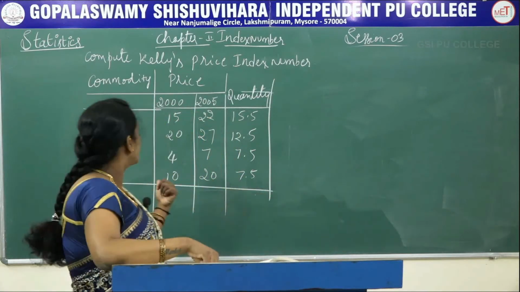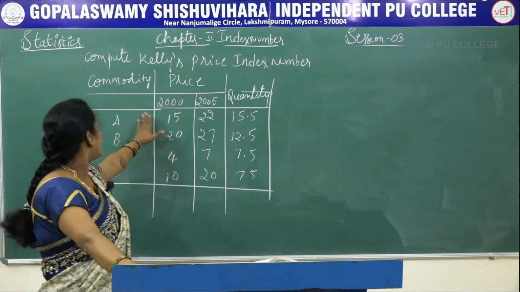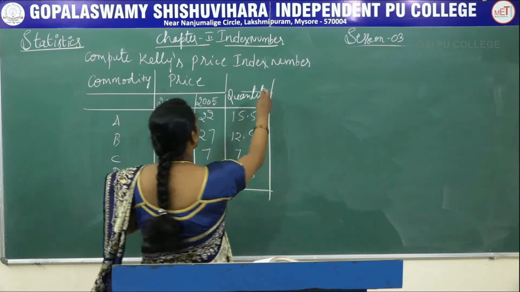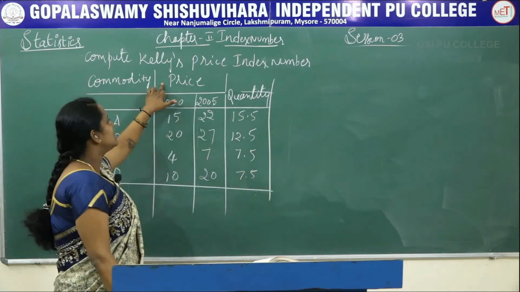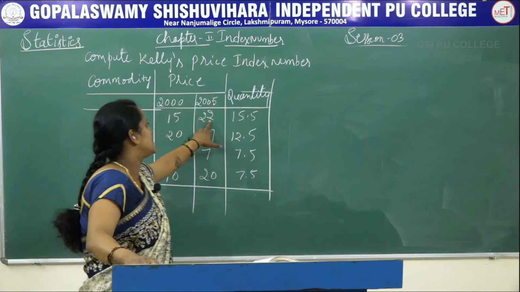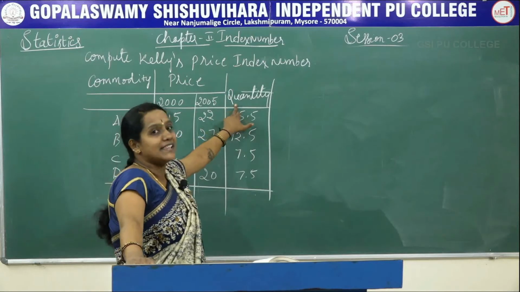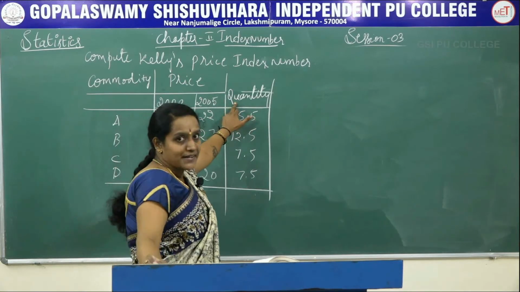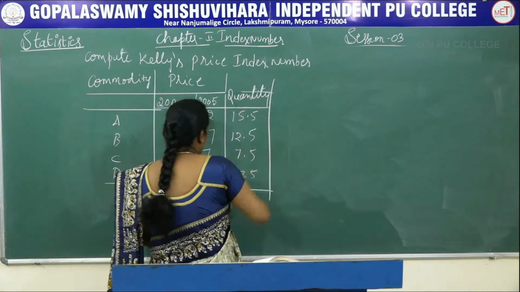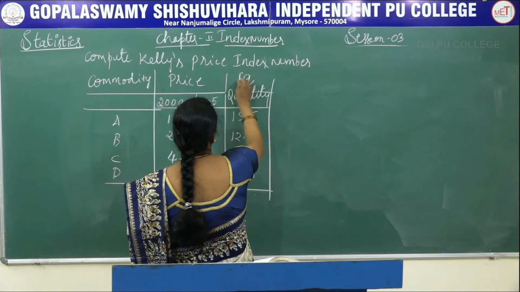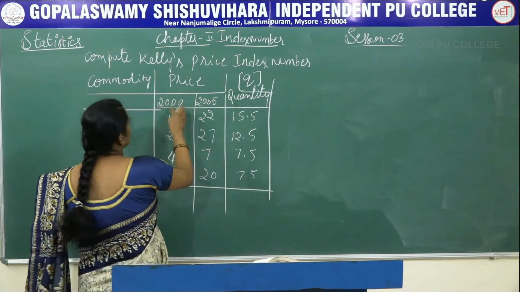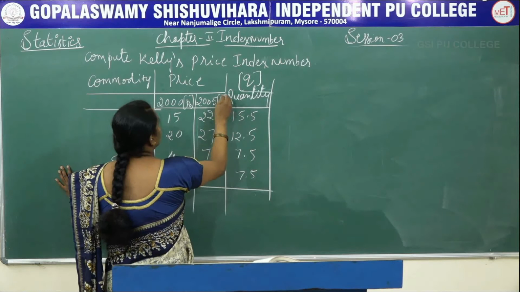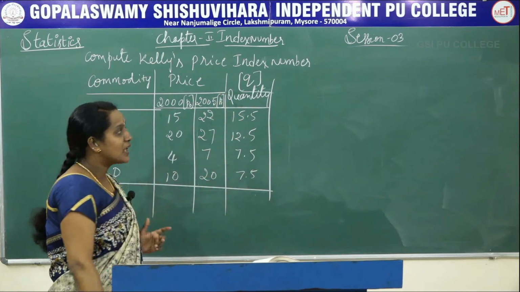This is the problem on Kelly's. Here also we are having commodities, price and the quantity. But in this problem, the price is given for 2000 and 2005, while for quantity they have not mentioned the year. So this quantity we call it as Q, only constant Q. And the price of 2000 we call it as P0, and for 2005 it is P1.